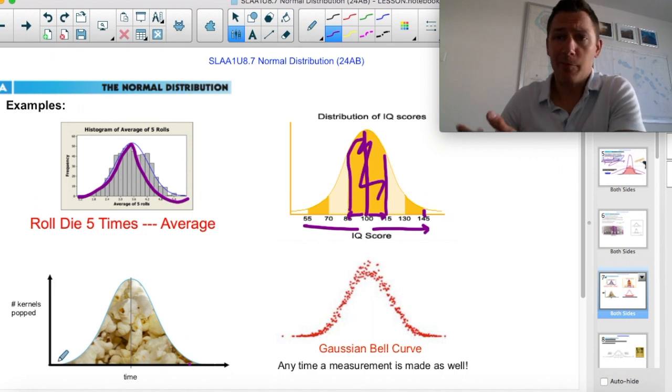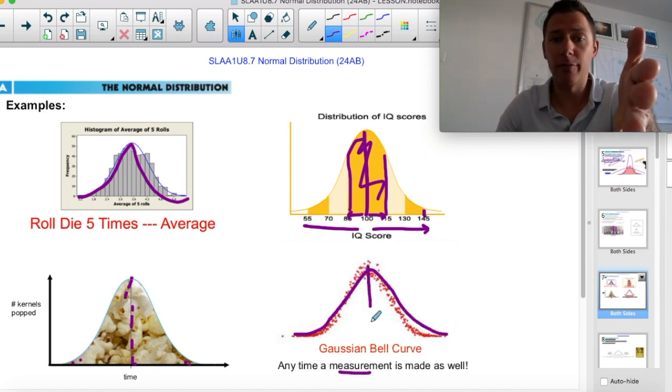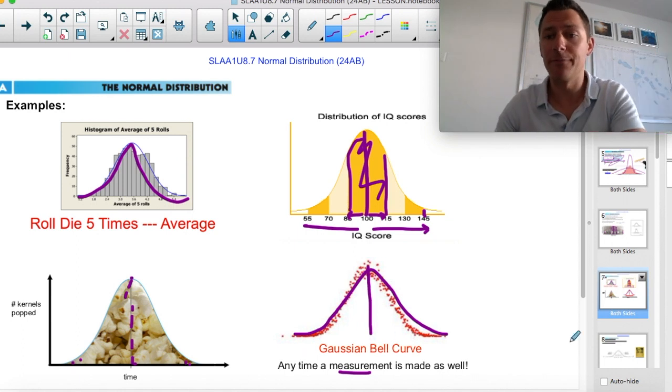Same thing with kernels of corn popping. There's a few that pop initially, and then most of them pop in here, and then there's always that last one at the end that pops. Anytime you have a measurement, you'll have some sort of bell curve about how the probabilities fluctuate around the mean.